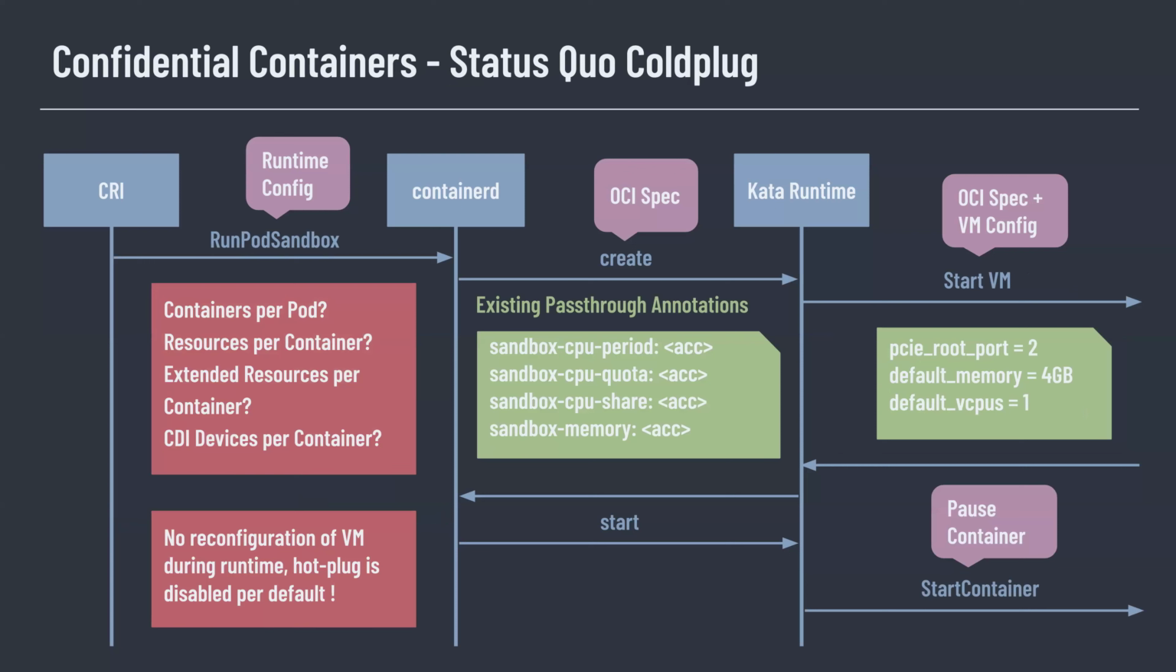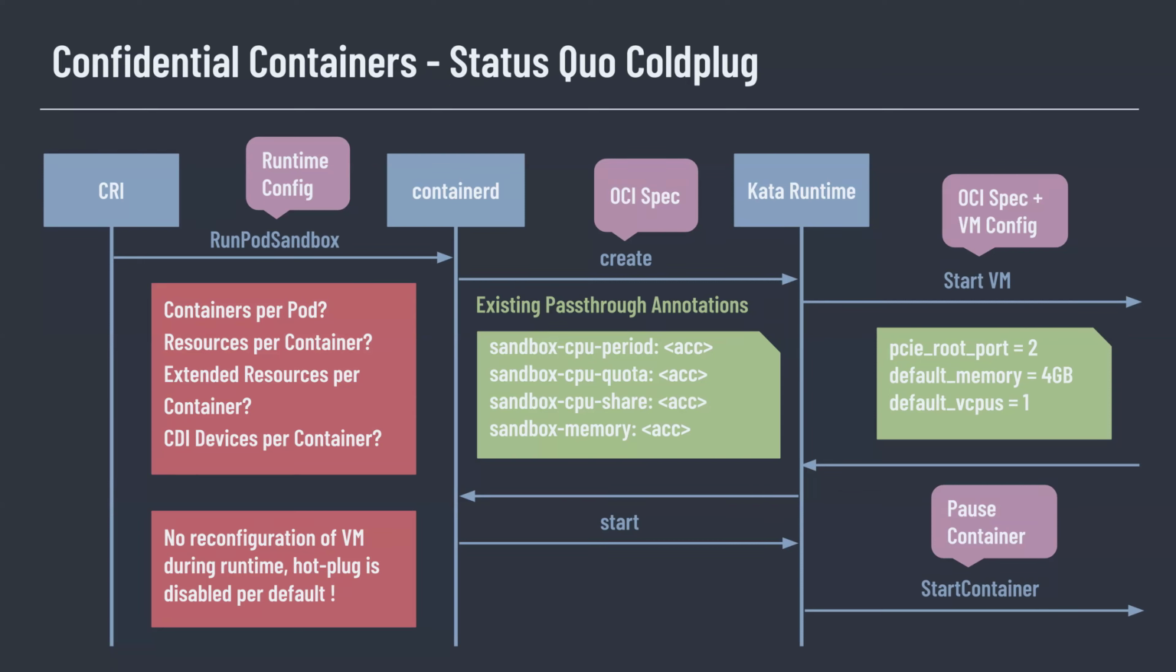And then for confidential containers, the other use case is, again, the same. It's all cold plugged. Hot plug is disabled by default for VM, CPU, and VFIO devices as well. And we cannot do any reconfiguration of the VM. And we don't want to do reconfiguration of the VM in a confidential environment. So again, the same questions arise. What we are doing, how many containers are coming per pod, resources per container, extended resources, CDI devices.